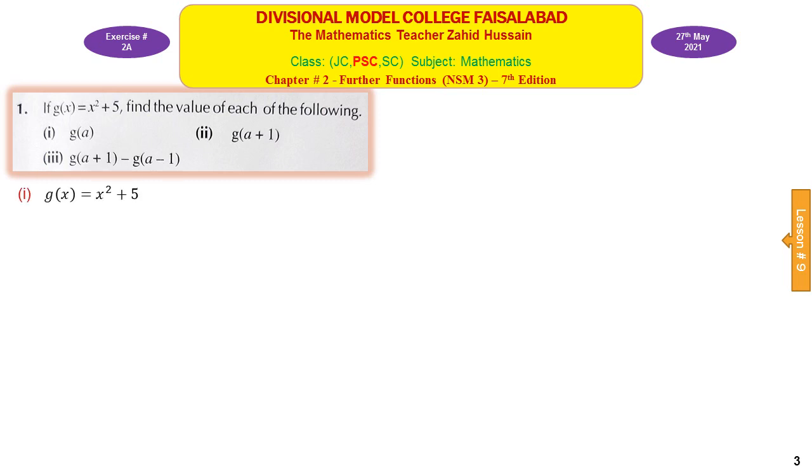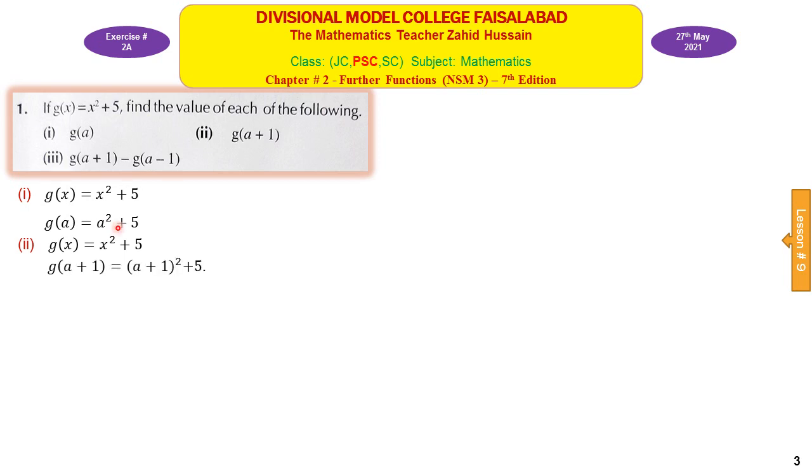In part 1 you are asked to find the value of this function at x is equal to a. So we will simply replace x by the letter a. This x is replaced with a, this x is replaced with a, and we get a square plus 5. Because the right hand side of this equation cannot be further simplified, this is the value of this function when x is equal to a.